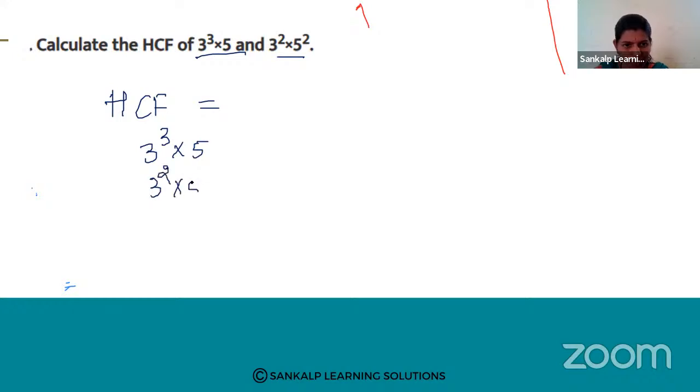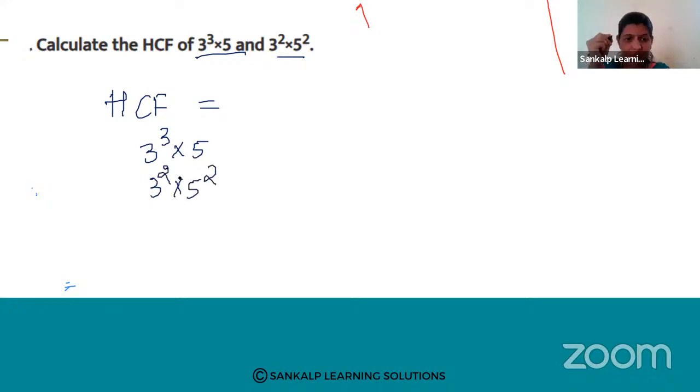Yes, this is an interesting question. Calculate the HCF of 3 raised to 3 into 5 and 3 raised to 2 into 5 raised to 2. How are you going to calculate the HCF? Yes, my dear children, the HCF of these two numbers, that is 3 raised to 3 into 5 and 3 raised to 2 into 5 raised to 2.